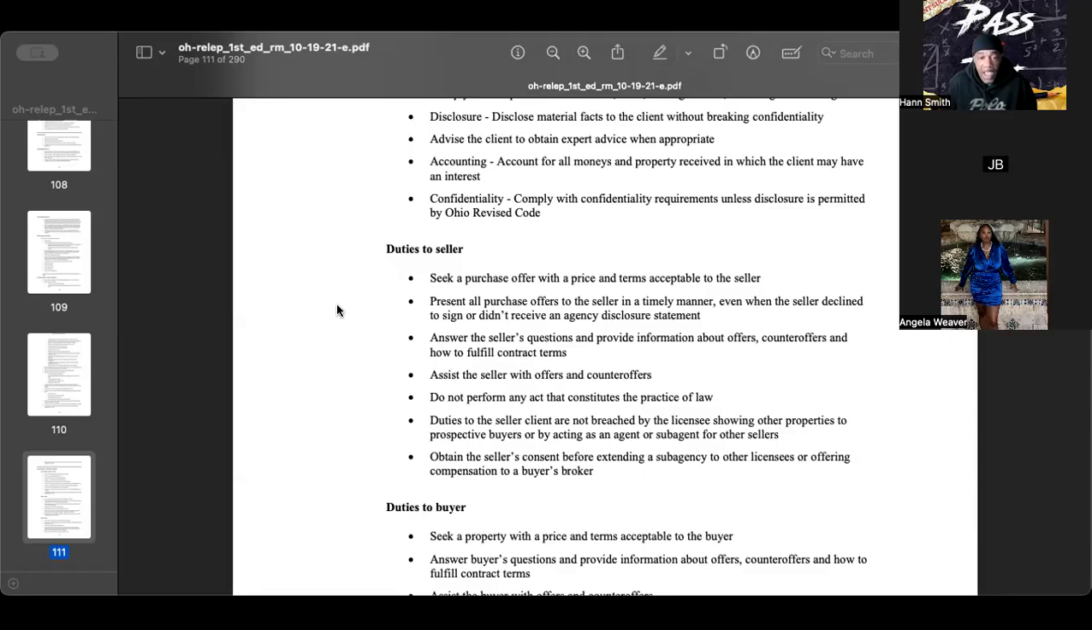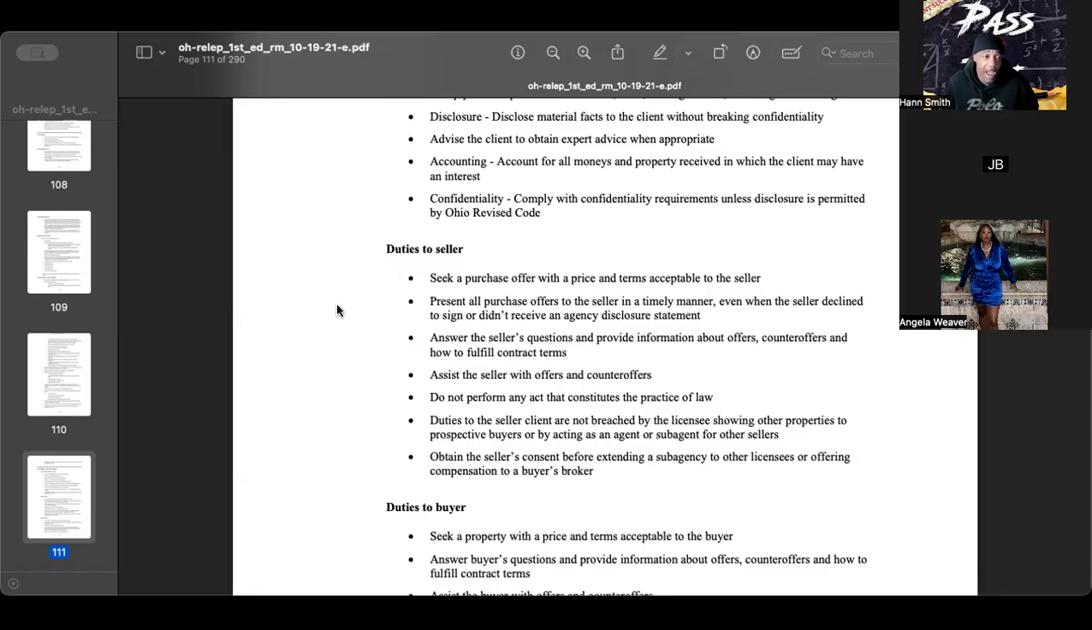All right. Answer the seller's questions and provide information about offers, counter offers, and how to fulfill contractual terms. These are your duties. Assist the seller with offers and counter offers. Do not perform any act that constitutes the practice of law. You're not an attorney. You can get in trouble for that.